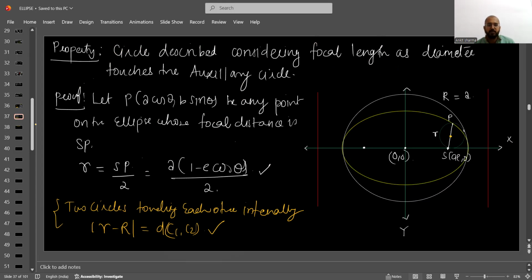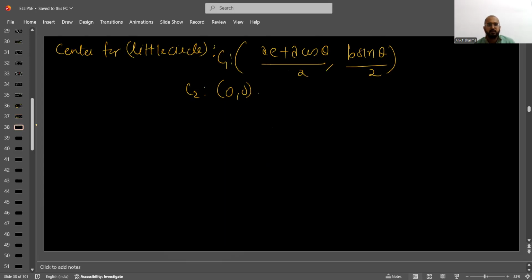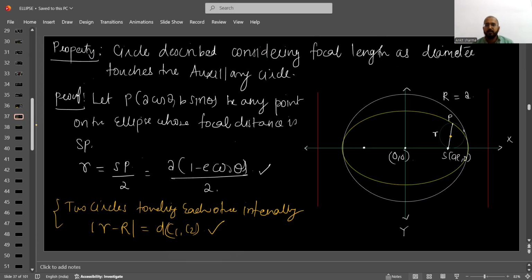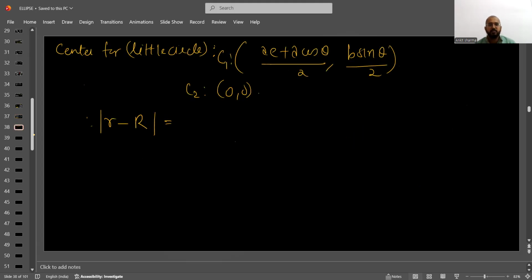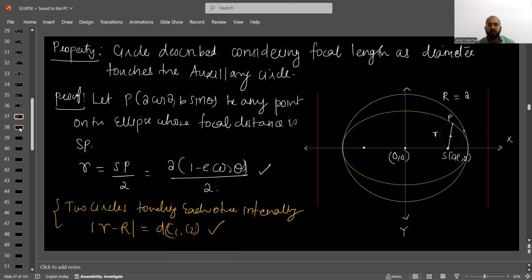So now we have to prove that the distance between the centers equals r minus capital R. I'll just take the absolute value here. Now, r is nothing but this, minus capital R, which is simply A. If I subtract, what do I get? That is A into 1 minus E cos theta by 2, and then minus capital A, and this is modulus, so no problem.